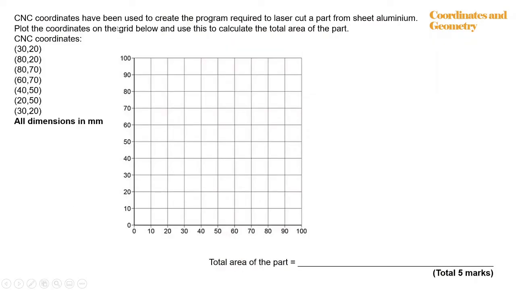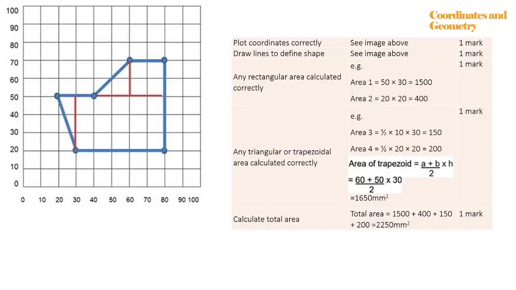Then plot the coordinates on the grid and use this to calculate the total area of the part. First of all, that's the part we're laser cutting apparently. So now we need to figure out the area of that part. This is taken from the mark scheme as well. Plotting coordinates correctly gets you one mark. So you get a mark for just putting the dots first of all. Then drawing the actual lines to make up the shape gets you the second mark.